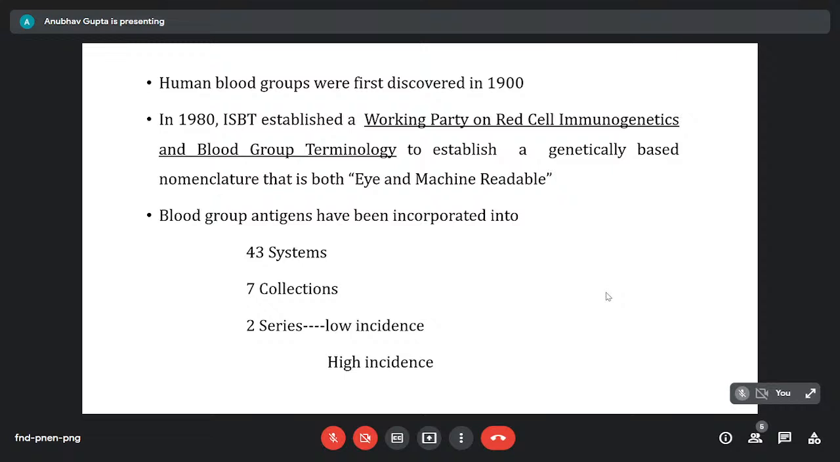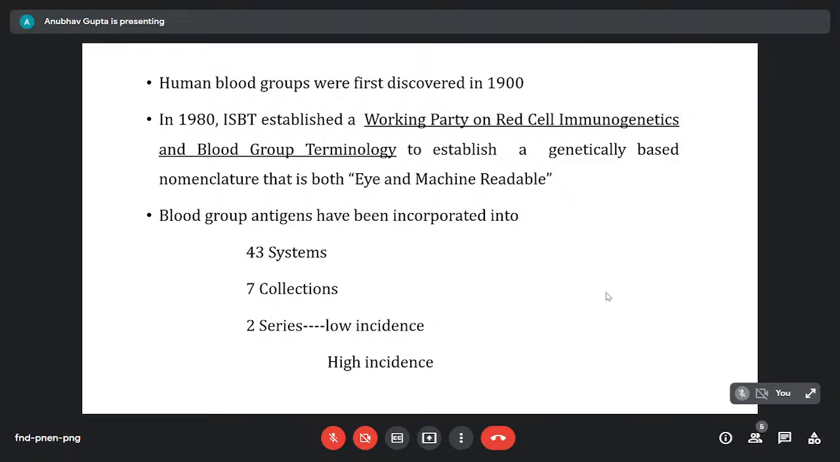The blood group systems have been incorporated into 43 systems. So I just want to tell you that blood group system discovery is ongoing. You can't say that at the present time, today is 4th March 2022. So till now I have searched on the ISBT site that today 43 systems are available, but it might be tomorrow or the day after tomorrow that one blood group system may be added to the existing.